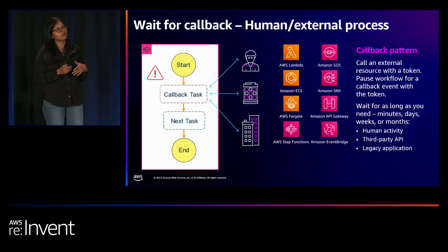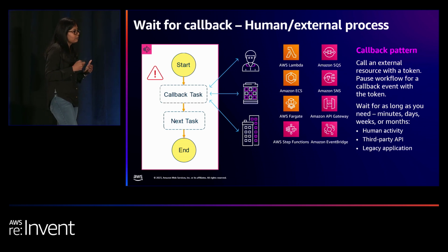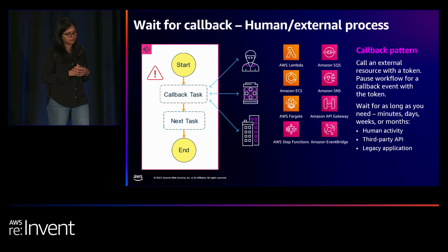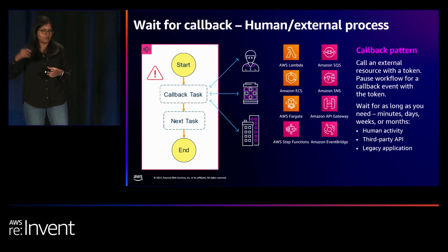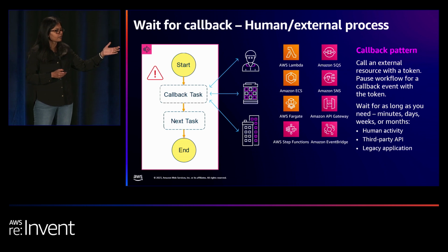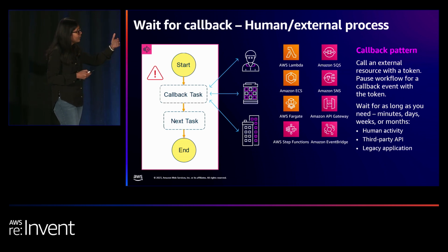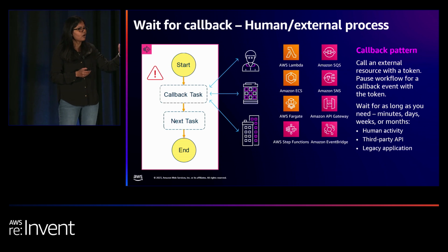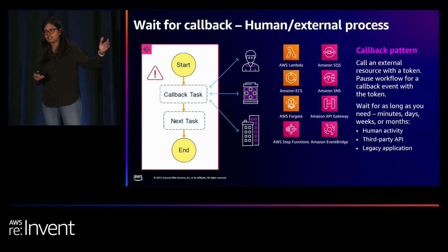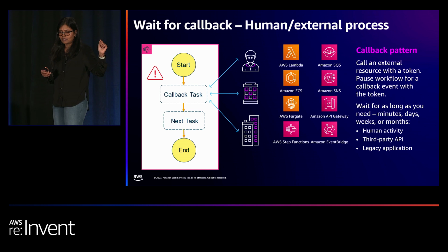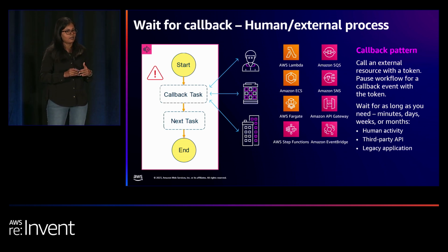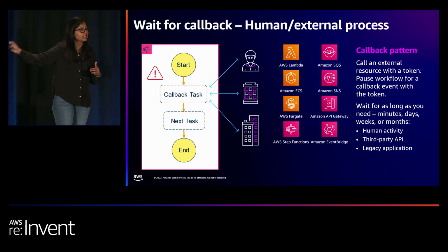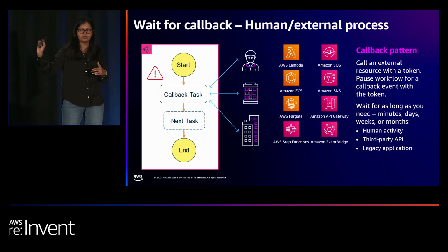So with wait for callback integration, we're going to implement the human approval process. In your workflow, the task will vend out a token, and we'll give that token to an API of a service. The API can go ahead and call a human through an email, or it might execute a long-running process in your legacy application. The task that vended out the token will wait. In parallel, the human will complete the process, or your legacy application will complete the process.